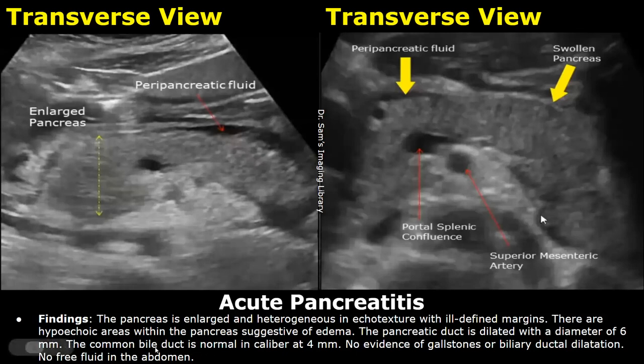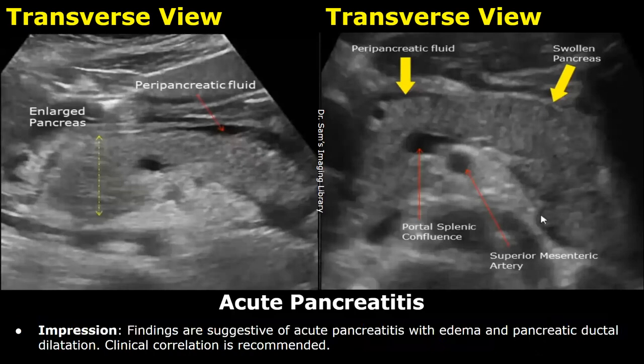Then you can write about the common bile duct, and after that you can write about gallstones or biliary duct dilation. And here is the impression. The findings are suggestive of acute pancreatitis with edema and pancreatic ductal dilatation. It is important to write clinical correlation is recommended because a diagnosis is not entirely done on ultrasound alone.